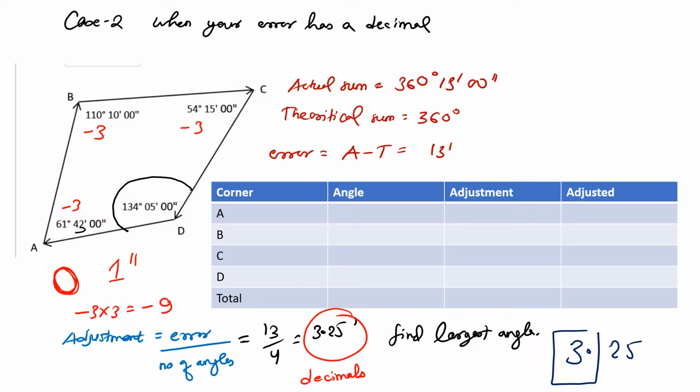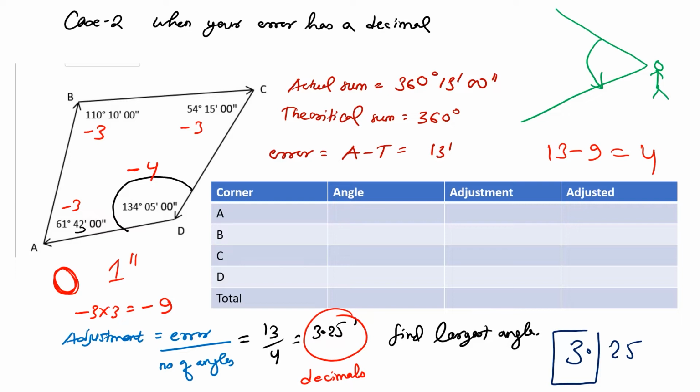So what's the remaining error? 13 minus 9 is 4, right? So allocate the remaining error, or the larger error, to the largest angle. It is because when you try to measure a large angle, there's more chance that you'd make a mistake because the angle is large. That is why we assign the remaining error to the large angle.